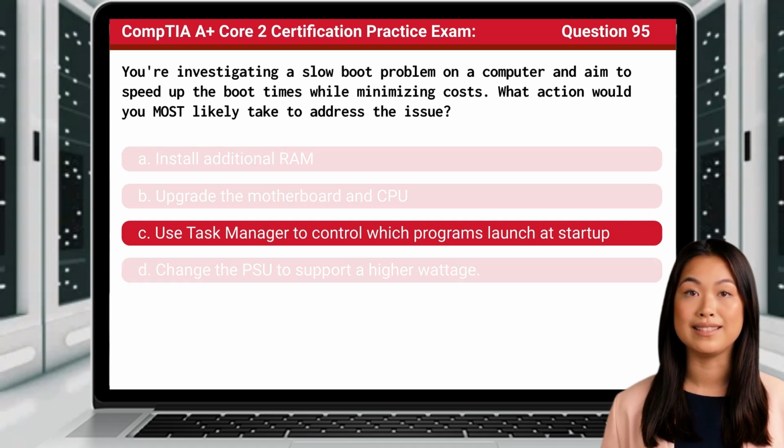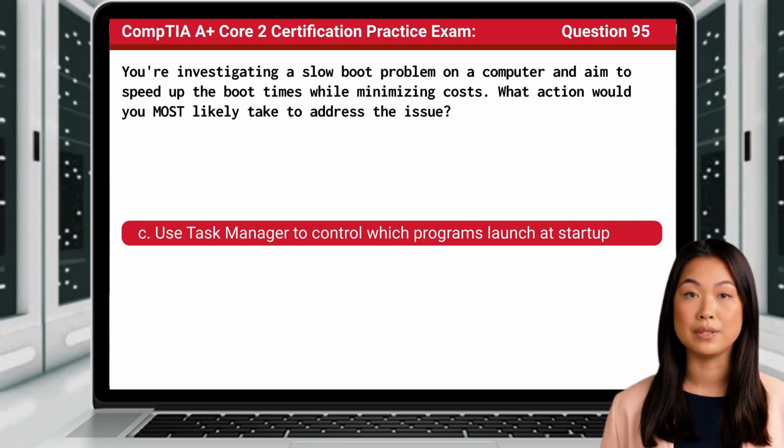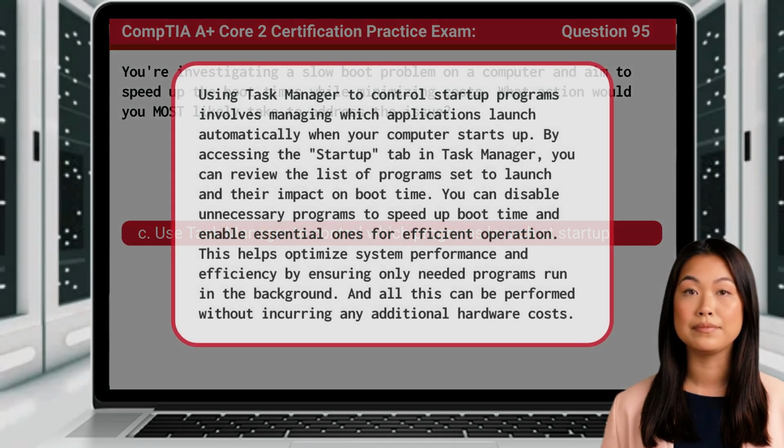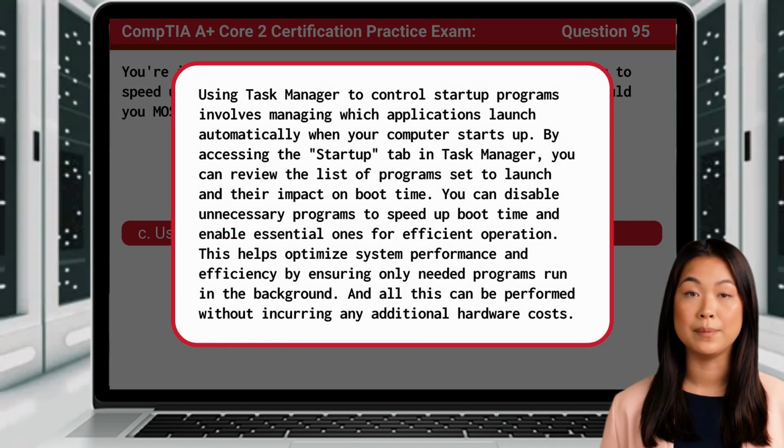The answer is C. Use Task Manager to control which programs launch at startup. Using Task Manager to control startup programs involves managing which applications launch automatically when your computer starts up. By accessing the Startup tab in Task Manager, you can review the list of programs set to launch and their impact on boot time. You can disable unnecessary programs to speed up boot time and enable essential ones for efficient operation. This helps optimize system performance and efficiency by ensuring only needed programs run in the background. And all this can be performed without incurring any additional hardware costs.